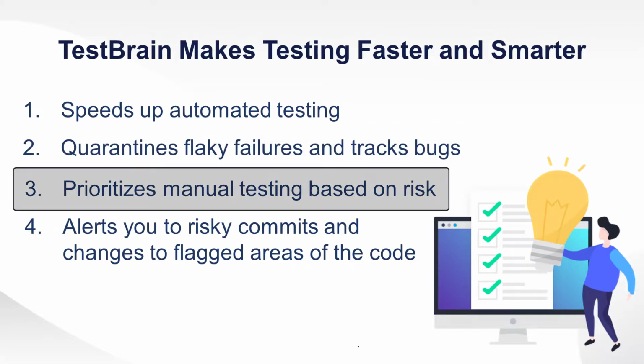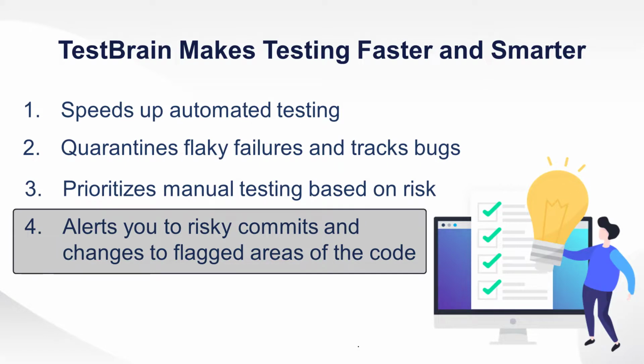Third, the risk map shows you where to prioritize your manual testing based on the risk of a defect. And lastly, TestBrain alerts you to risky commits and changes to flagged areas of the code.